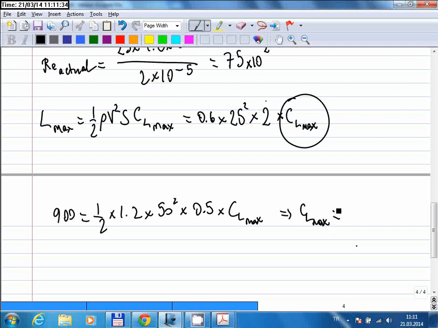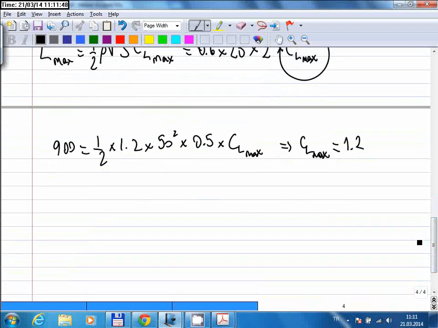So it should be 1.2. 12 is too big of a value to be a lift coefficient. Okay, now I put this CLmax value back into the above equation to find the maximum lift force for the actual UAV.